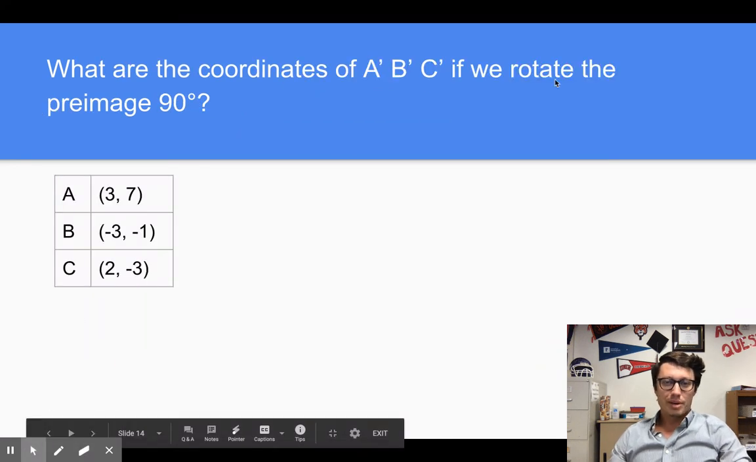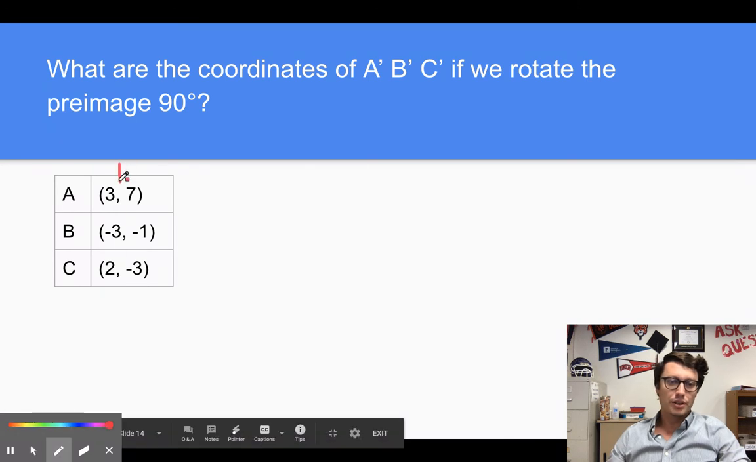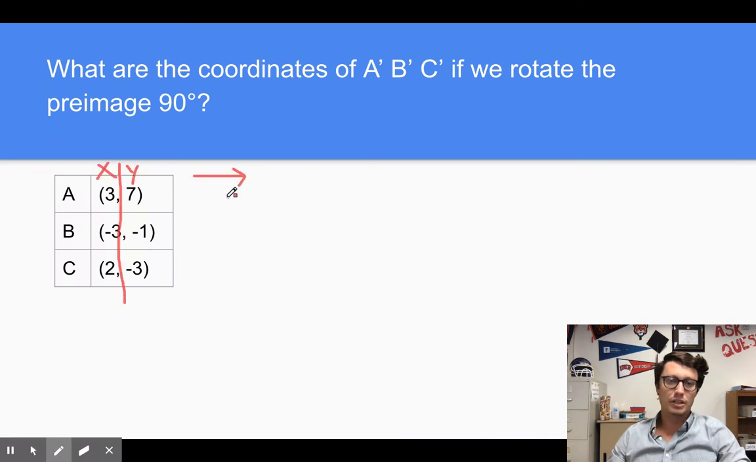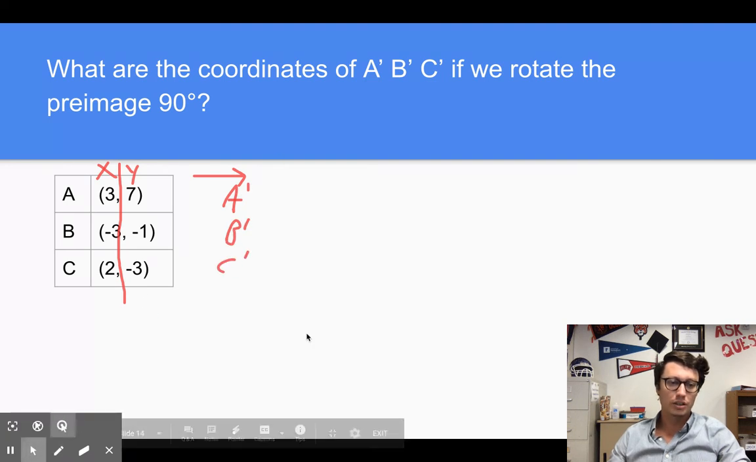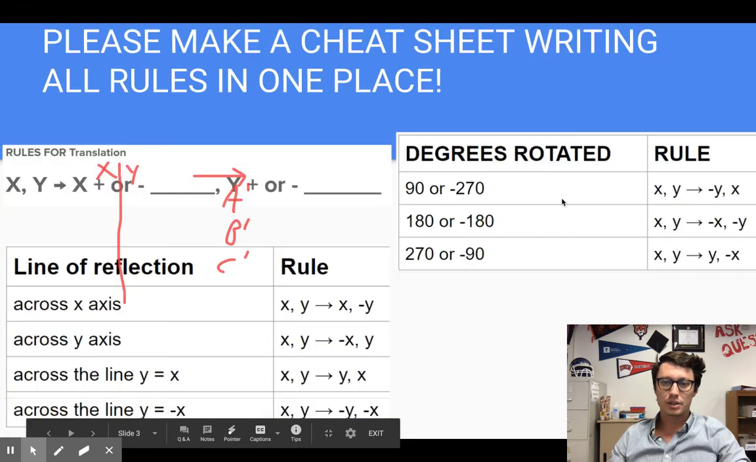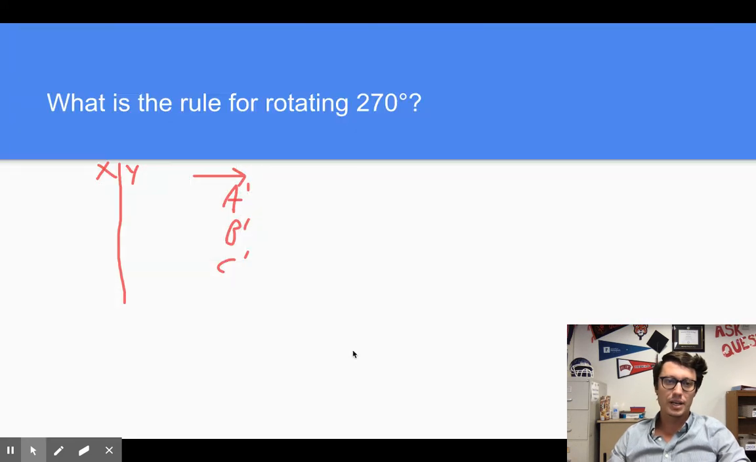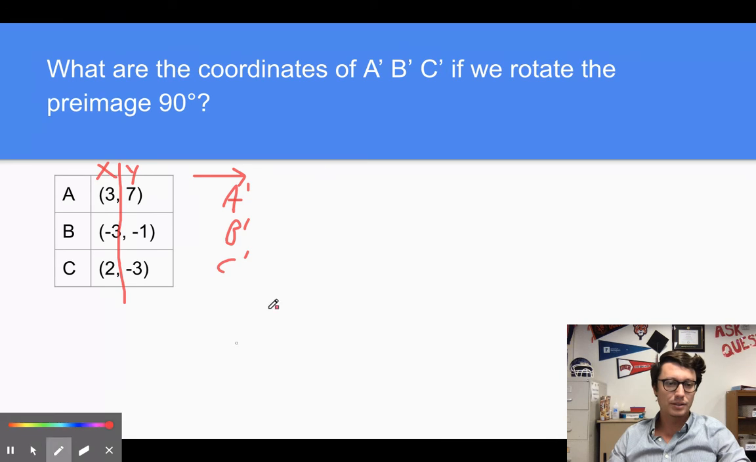What are the coordinates of A prime, B prime, C prime if we rotate the pre-image positive 90 degrees? So again, I would have my x-y-t chart. We know if we're rotating 90 degrees, we're going to have A prime, B prime, and C prime. Our rule is, if you don't know, go back and look, positive 90 degrees: (x, y) changes to (negative y, x).